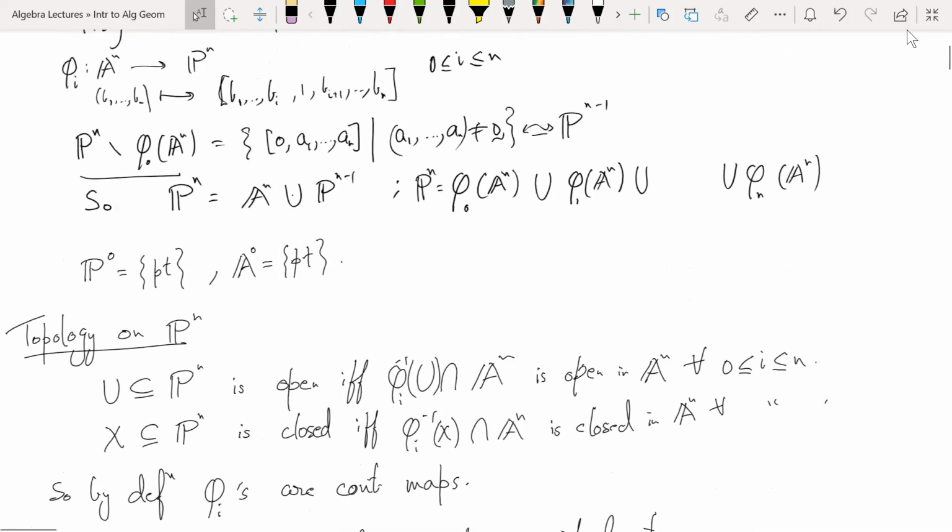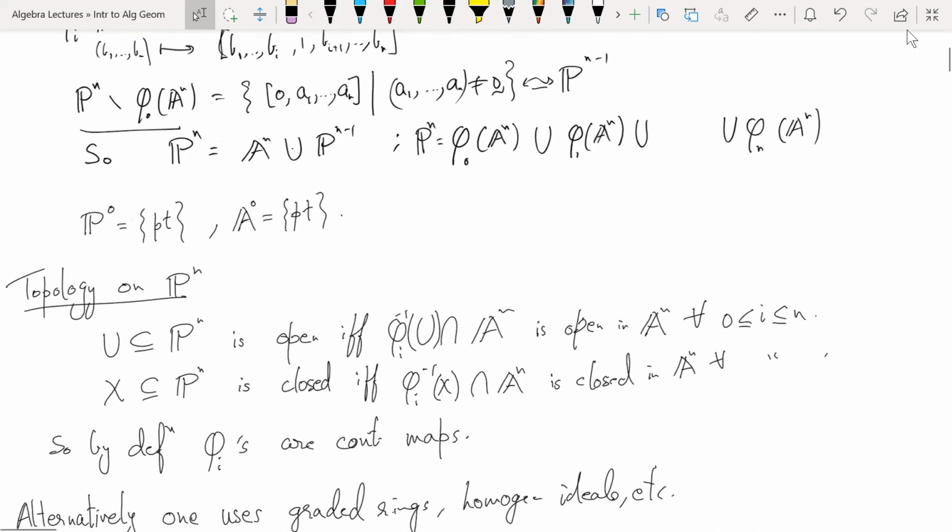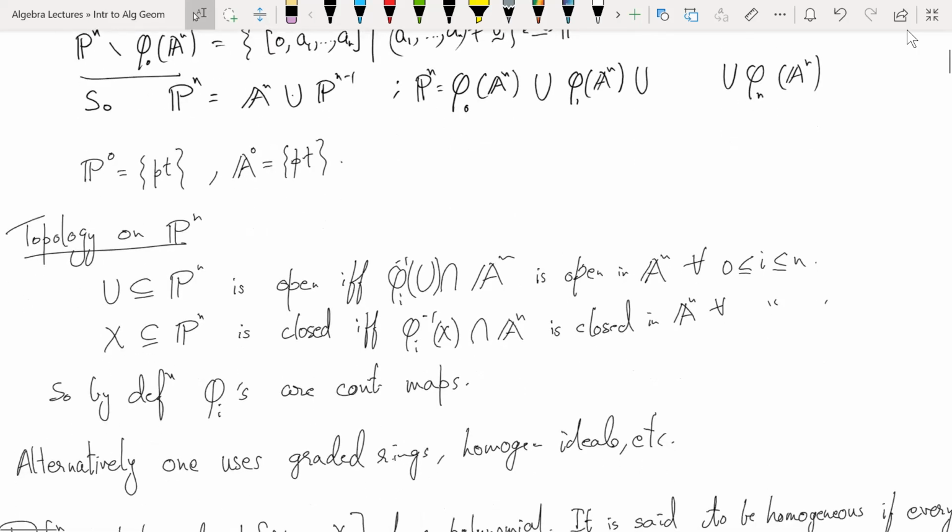But remember, for A^n, the way we defined it was that closed sets are algebraic subsets of A^n. We also want to do that definition because we want to do algebraic geometry on P^n, so it will be nice to have that kind of definition. It uses what are called homogeneous ideals and graded rings and so on. We'll get to it, and then we'll see that that definition is the same as this definition. So the two topologies are the same.